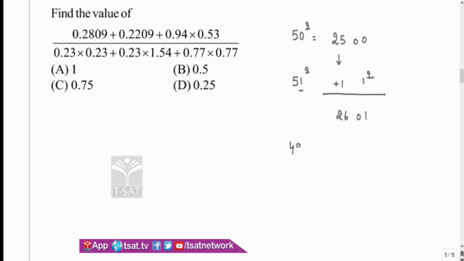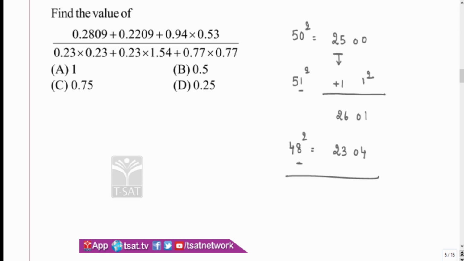Even if I ask you 48 square, this is 2 less. Therefore, you subtract 2 from 25. That's 23. And 2 square is 4, that is 04. So in number theory, I have already explained how to find the squares which are close to 50 and close to 100. You can refer to that particular video.